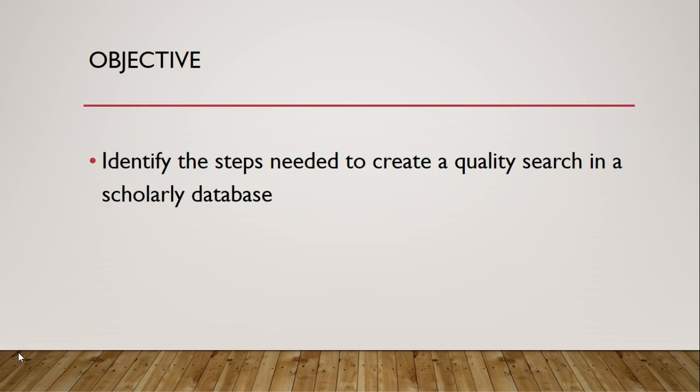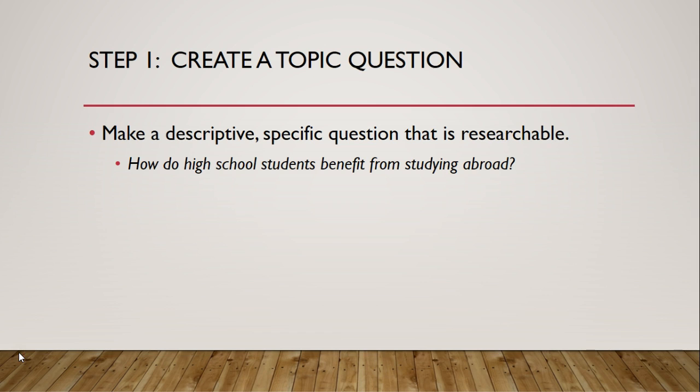Welcome everybody. This tutorial's objective is to identify the steps needed to create a quality search in a scholarly database. Step one is to create a topic question. You need to investigate a topic that you want to study, and we need to create this topic question. It needs to be descriptive, specific, and it needs to be researchable.